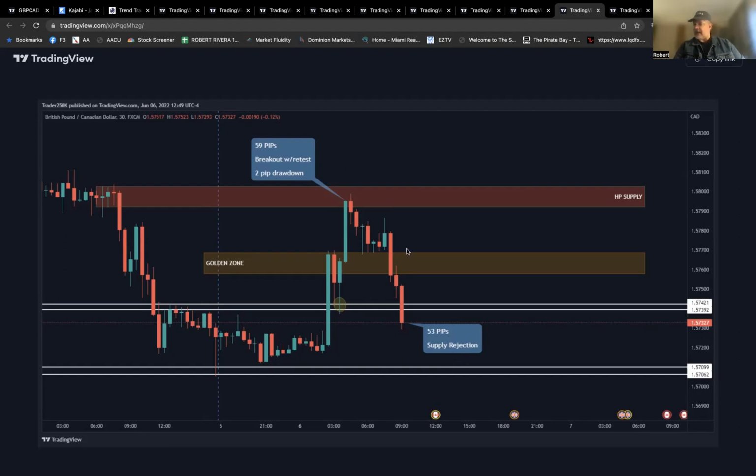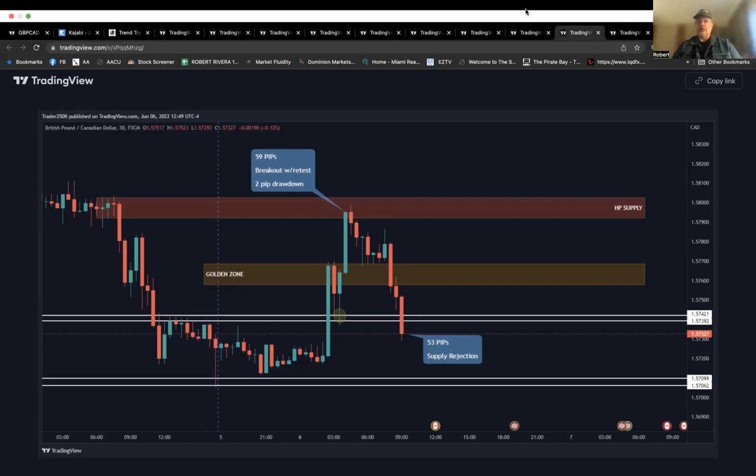I didn't even add. I usually add. Let me go ahead and write this down while we're talking. Add the pips and the drawdown and all that. So that's 59, 53, and 2 pip drawdown. Okay. All right. Let's go to the next one.